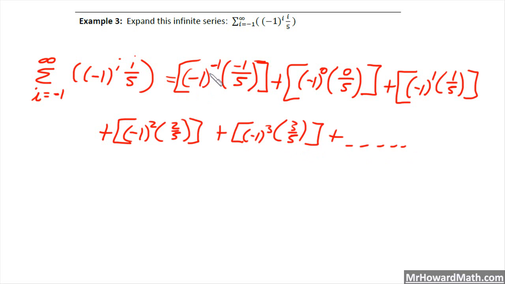So -1 to the -1 power would be basically 1 over -1, which is just -1, times -1/5 gives us +1/5. So that's how that would simplify this one right here. And then -1 to the 0 power is 1 times 0 over 5 is 0, 1 times 0 is 0, plus -1 to the first power is just -1 times 1/5 is -1/5, plus a -1/5, and then plus -1 squared is +1 times 2/5 is 2/5, plus -1 cubed is still -1 times 3/5 would be -3/5.